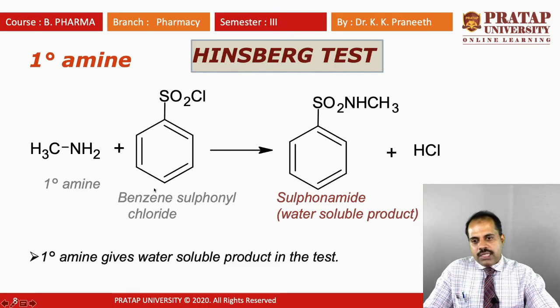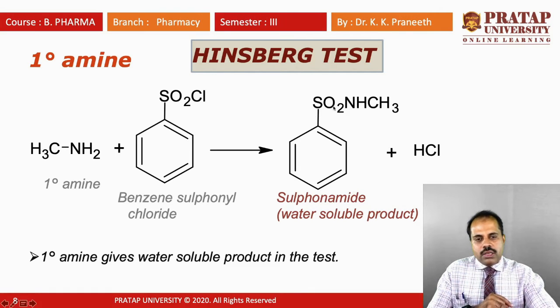This is benzene sulfonyl chloride, benzene SO2 chloride. So benzene sulfonyl chloride is the Hinsberg reagent. You have to remember the name and the structure of this reagent. This is very important. When these two react, as I told, a primary amine will give a water soluble product. What is the product?